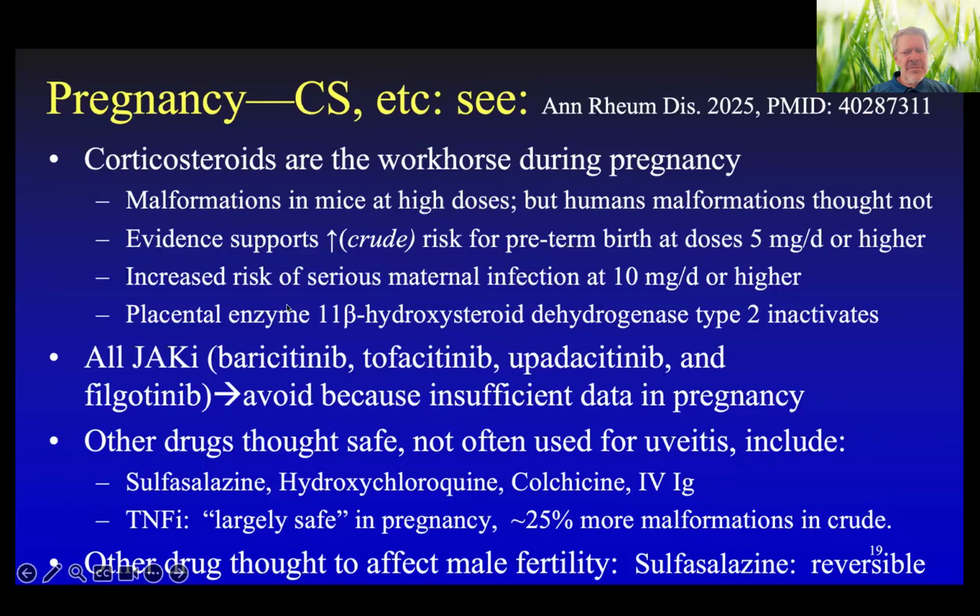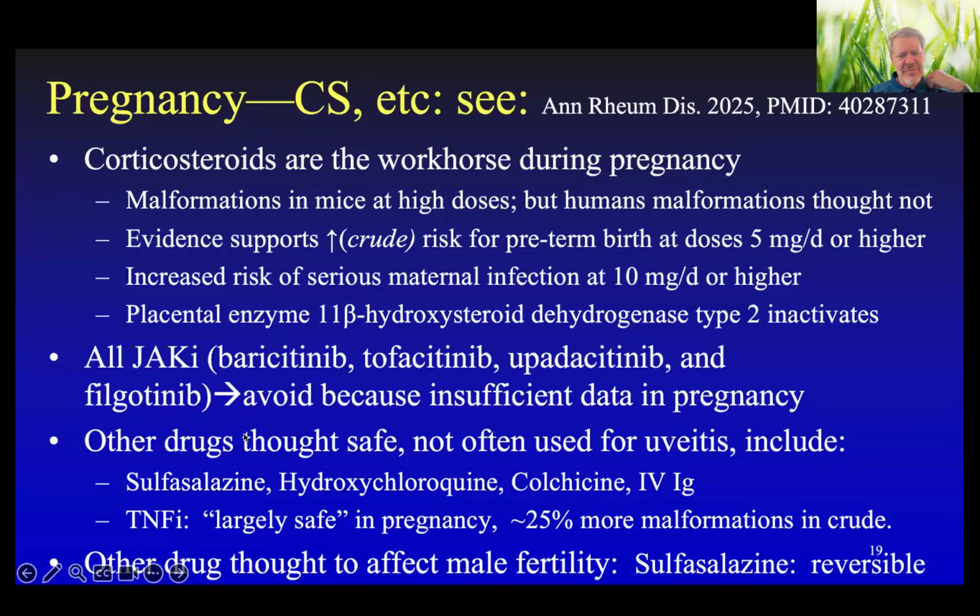There's a placental enzyme that protects the fetus against the effect of the drug for the most part. All JAK inhibitors also should be avoided, although the basis for that is because there aren't sufficient data to evaluate it. And there was some concern about reproductive issues in men, although in the filgotinib trial that was done, it didn't come up, or there was no signal.